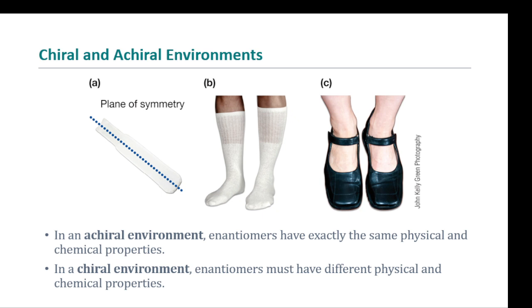There's a plane of symmetry. So in an achiral environment, enantiomers are going to have the exact same physical and chemical properties. In a chiral environment, the enantiomers are going to have different physical and chemical properties.